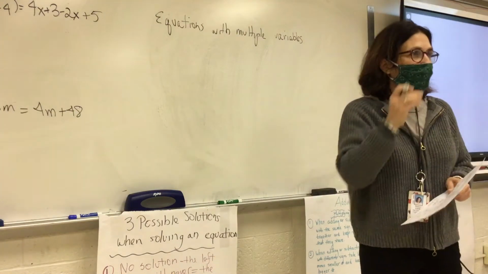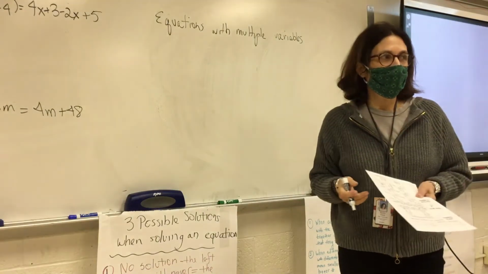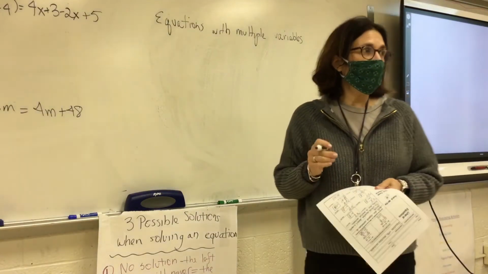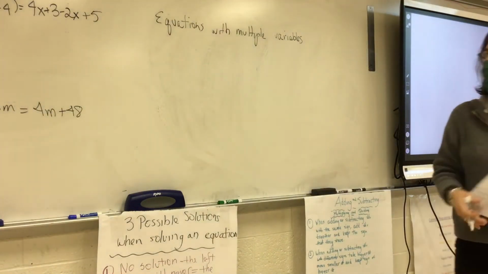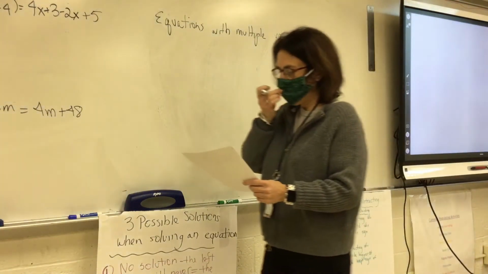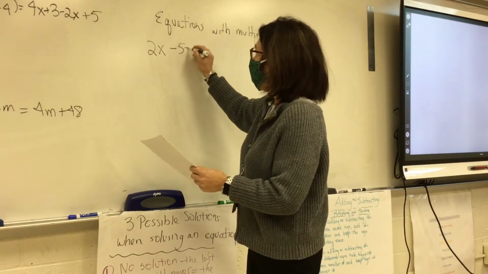Now, a lot of people freak out about this because they think, heck, I can't even solve for one variable. How am I going to deal with multiple variables? But I promise we'll make it as easy as possible. So let's talk about the first problem. It says 2x minus 5 equals 13.